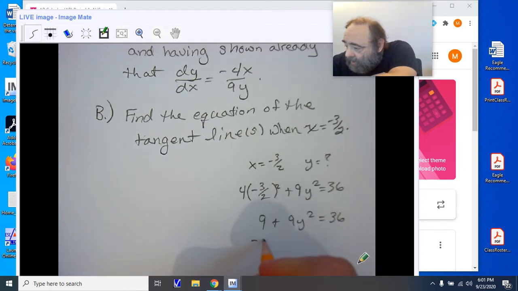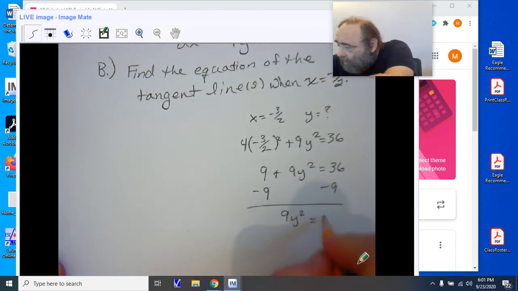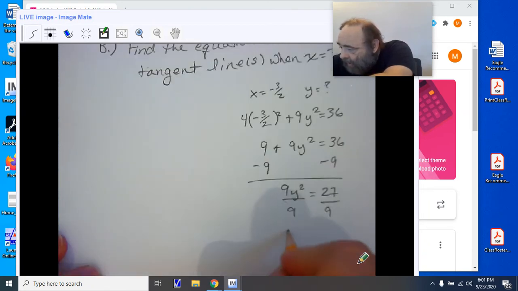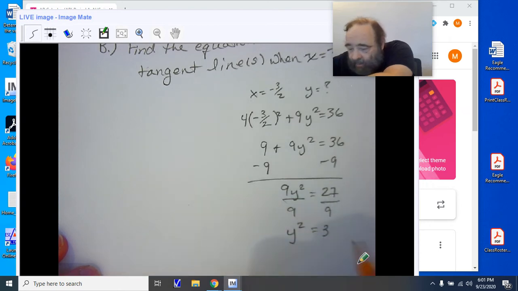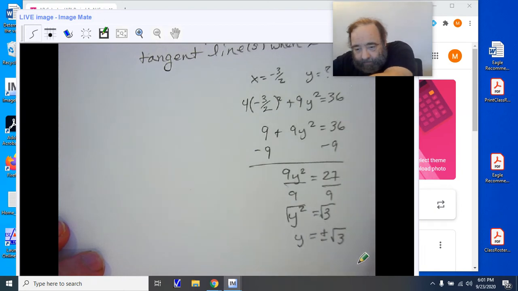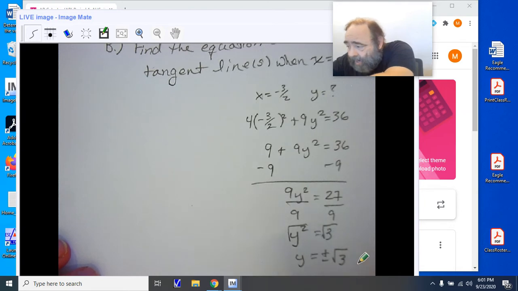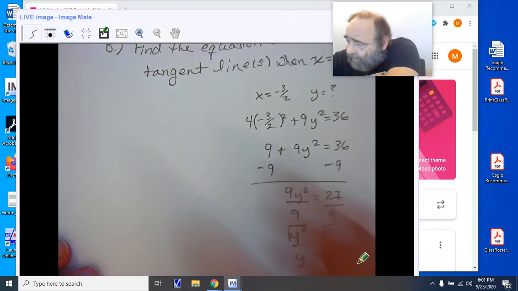The easiest way to approach this is to subtract 9 from both sides. Notice I'm left with 9y squared, and this will equal 27. I divide by the 9 on both sides, and y squared equals 3. I now take the square root of this, and that's going to give me an absolute value. So I'm left with plus or minus √3. Now, once we have these 2 points, we're going to have to recognize that we now have at x equals -3/2 two different y values.